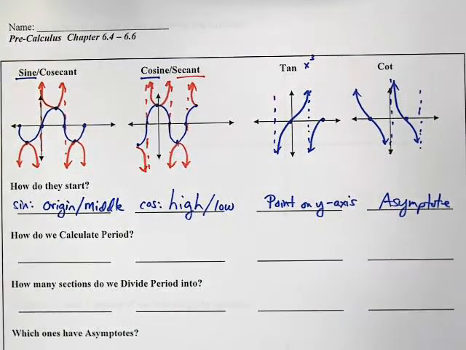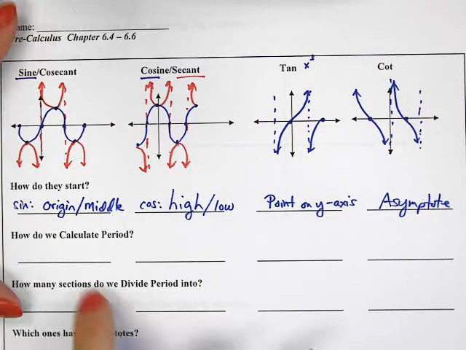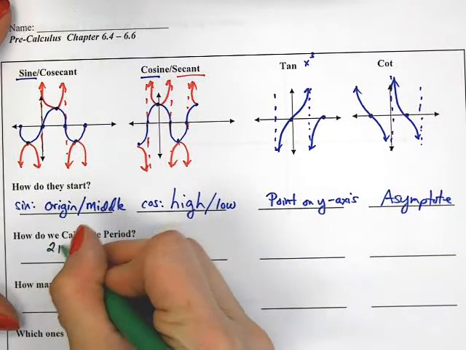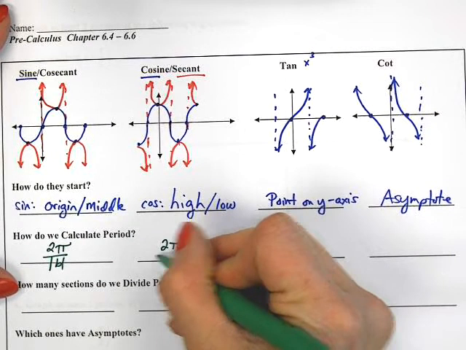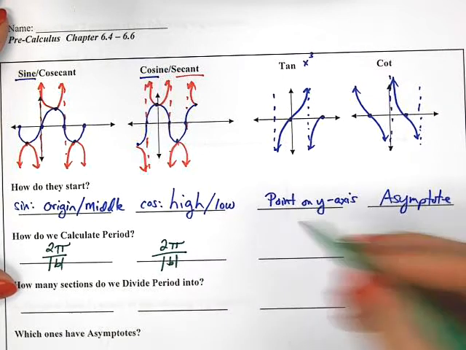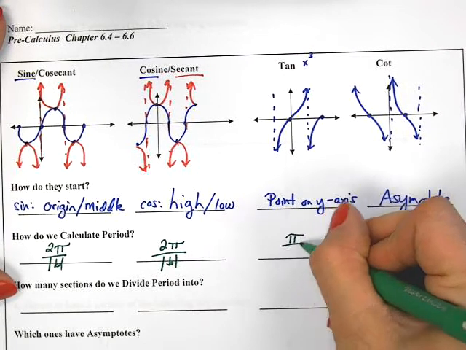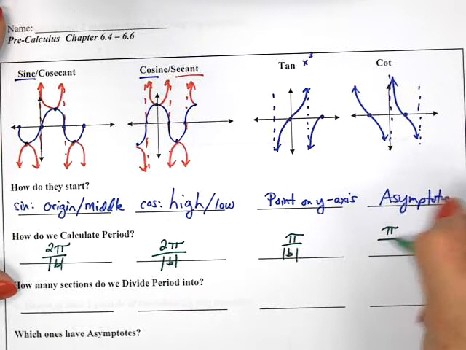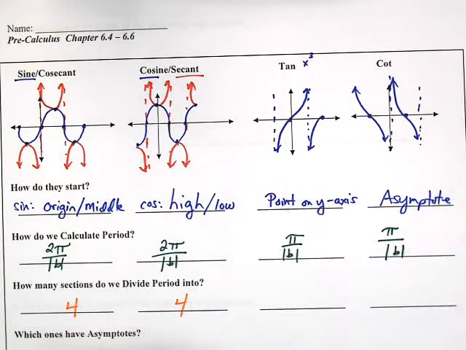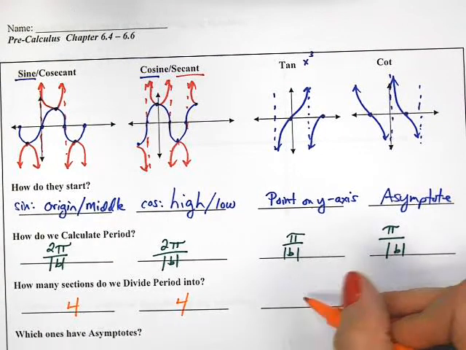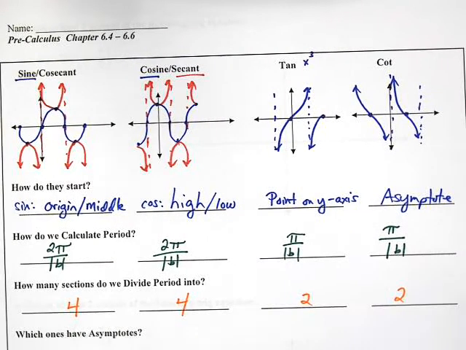How do we calculate period? Period for sine is 2 pi divided by absolute value of b. Same thing for cosine, 2 pi over absolute value of b. But tangent and cotangent is just pi over absolute value of b. A little shorter, short and sweet. Okay. How many sections do we divide the period into? We divide sine and cosine into 4, but tangent, cotangent only get divided into 2. Okay, so they're shorter and smaller there.